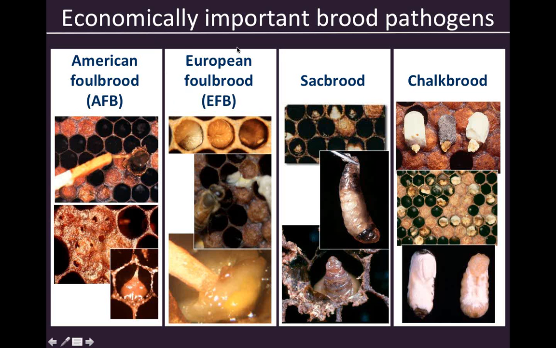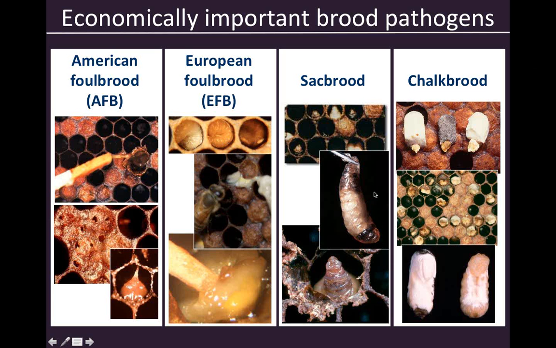Then we have the European foulbrood, also a bacterial disease, and these are pictures of how you can test for these diseases. You have something known as the rope test. You have to go and look at the very slimy brood and see if what comes out is a gooey, long, mucus-like thread that comes from a toothpick to the dead and diseased brood. We have European foulbrood. That's another bacterial disease.